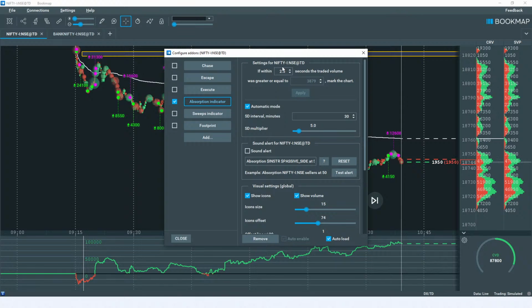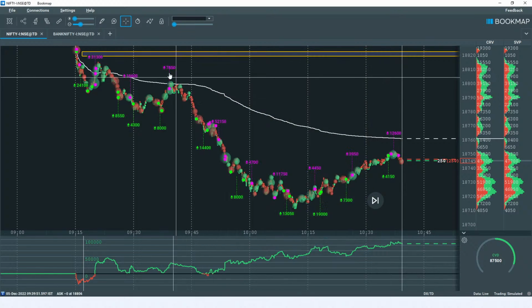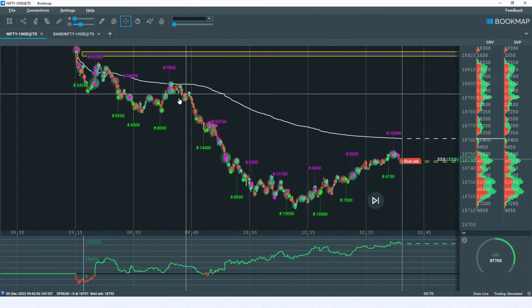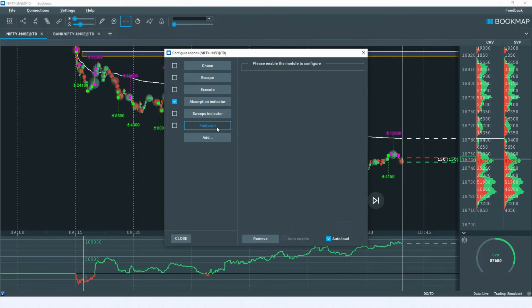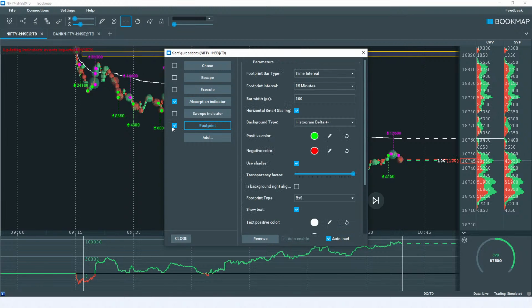Go to the absorption indicator, 2.5 seconds or maybe 2 seconds, and automatic mode, 30-minute, 5 multiplier. With that, you will be able to identify the absorptions in this fashion. And for the footprint charts, I will show you the configuration settings that I have at the present moment.